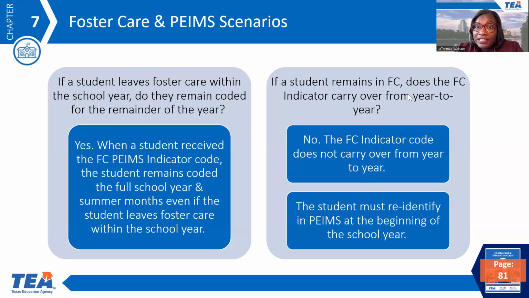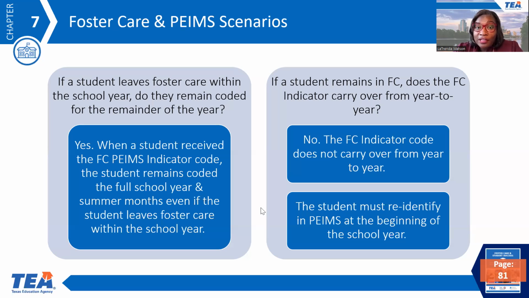So if you ran a list at the end of the 2021-22 school year, and you have your list of foster care students, at the beginning of the 2022-2023 school year, you should go and make sure to verify that all those students are still in conservatorship. Because remember, foster care is a temporary placement. So those students may not be in foster care anymore. So you do not carry that over from year to year. And this information is on page 81.